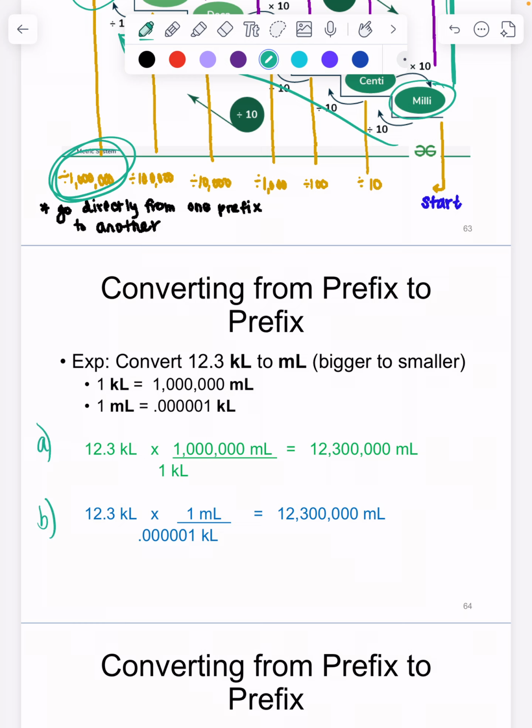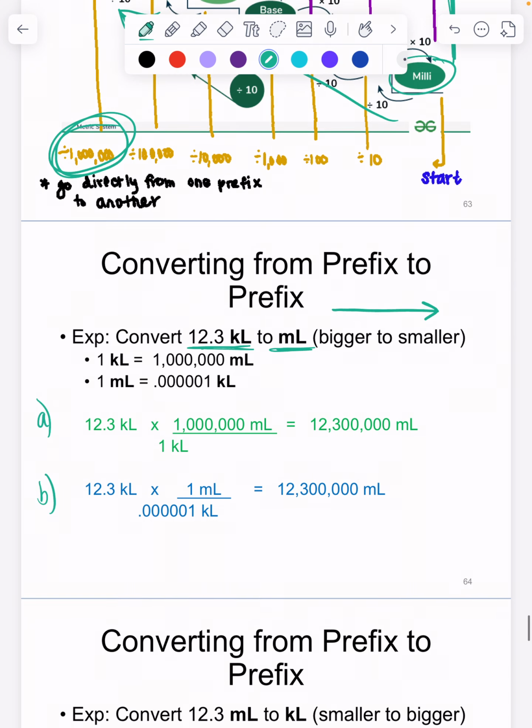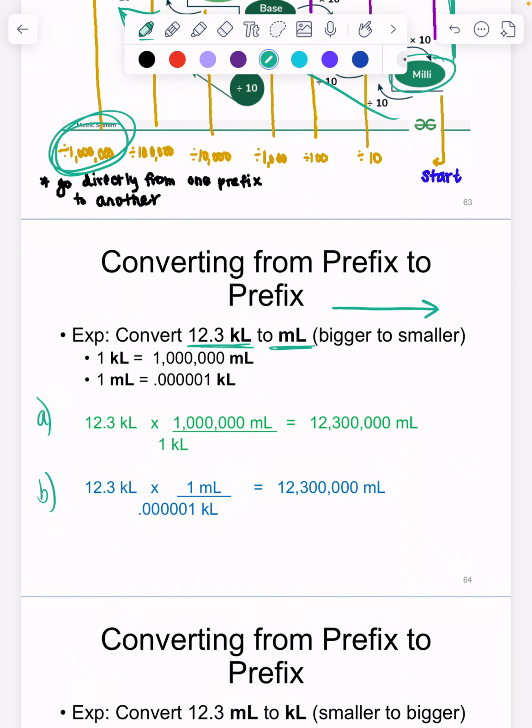Example: convert 12.3 kiloliters to milliliters. So we're going bigger to smaller. We are moving right on the timeline, and that means our number is going to get bigger. Keep that in mind: if you're moving right, your number is getting bigger. So we have our equivalencies. I'm not using a base unit to go through, so I literally have to figure out, if I have 1 kiloliter, how many milliliters does this equal?